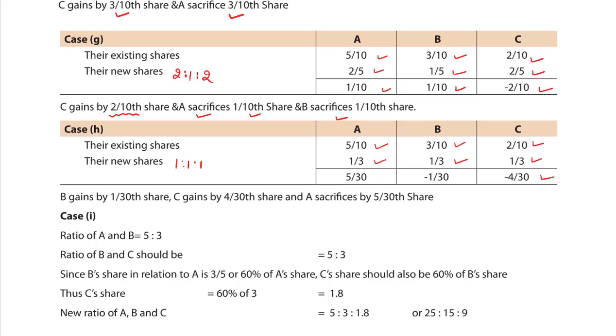C's gain is 4 by 30, B's gain is 1 by 30, A's sacrifice is 5 by 30. B's gain is 1 by 30, C's gain is 4 by 30 and A's sacrifice is 5 by 30th share.